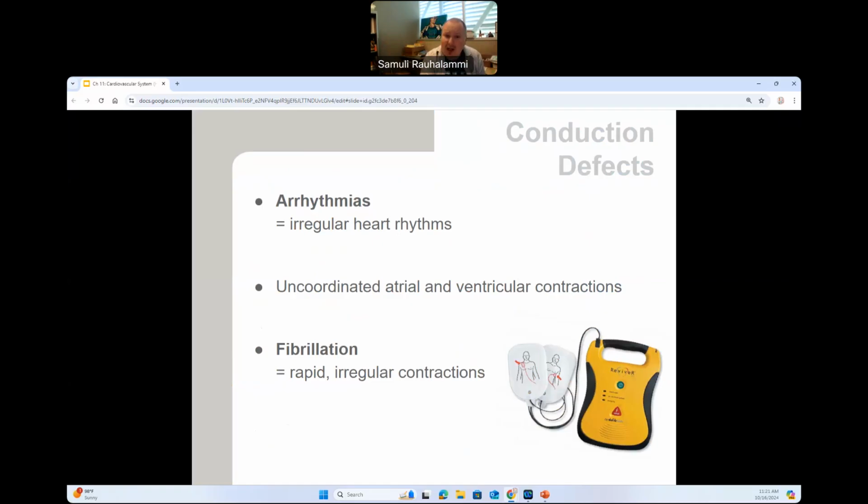Well, what we can do is use an automated external defibrillator, AED, to shock the heart. By delivering this electrical shock through the heart, we hope that we are able to reestablish the beating pattern that needs to take place.